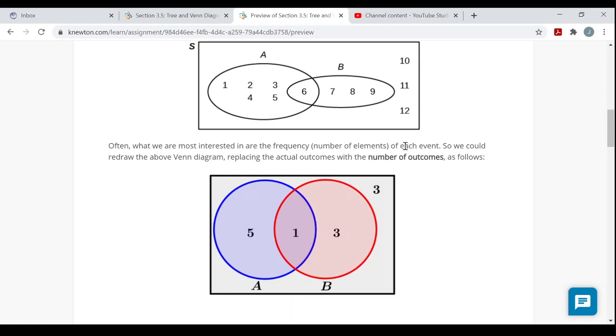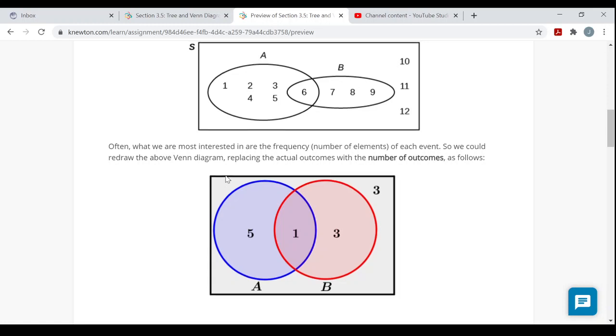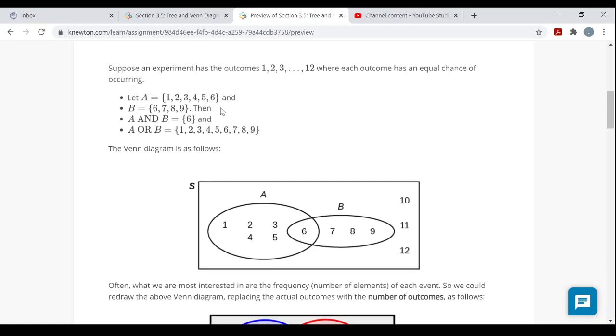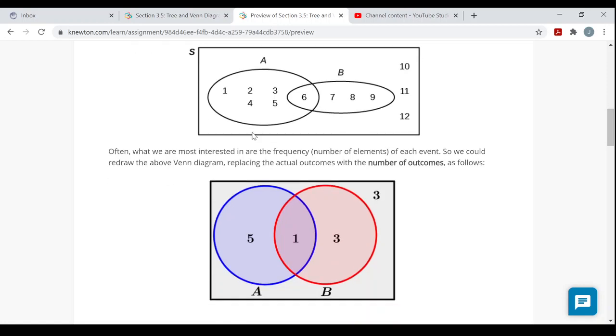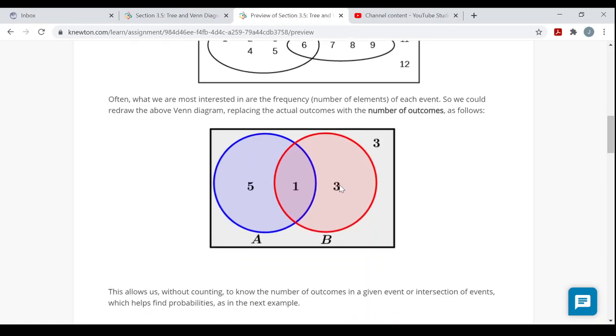How many elements, how many outcomes are in each event. So you could redraw this diagram up here, say, hey, again, the big box represents the entire sample space, and the total of all the numbers should be 12, right? The outcomes are 1 through 12. And you see 5 plus 1 plus 3 plus 3, that's 12, right? There should be 12 outcomes total in the big box.